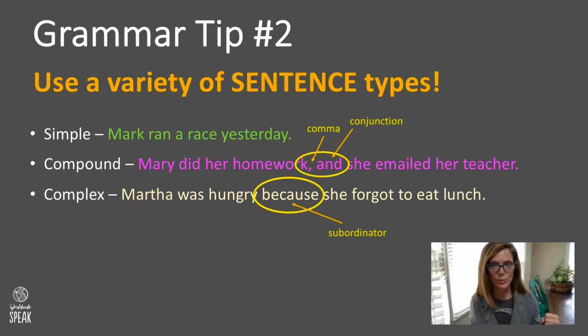Now, if I took out the subordinator, like I took out the comma and the conjunction for the compound sentence, I would not have two sentences because the first part of our sentence, Martha was hungry, I could put a period there and that's a nice, simple sentence. But if I have a sentence, because she forgot to eat lunch, it doesn't make any sense. I'm still waiting for more information. That subordinator, that special word, makes the sentence complex, and then the second part of the sentence cannot stand alone.